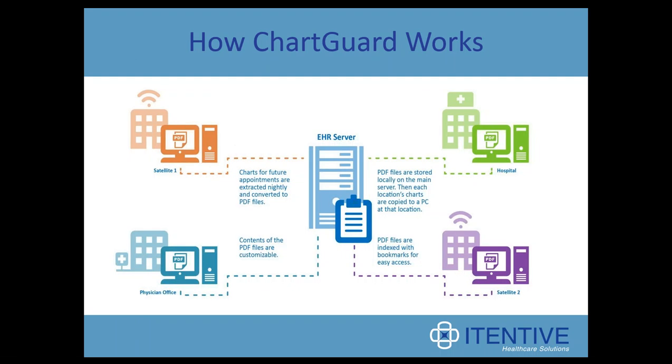So how does ChartGuard work? It's software that gets loaded on your server where your EHR is located. It runs every night at a particular time, and when it runs, it goes out to the appointment book listing and looks for the patients that are scheduled to come in to each of your locations. It then pulls the chart information for each of those patients and puts it into a file. It then converts that file into a PDF format, and then it begins to send out the PDF files to each of your locations where the patients are going to be seen, so that it's stored locally on a PC resident at each of the locations.